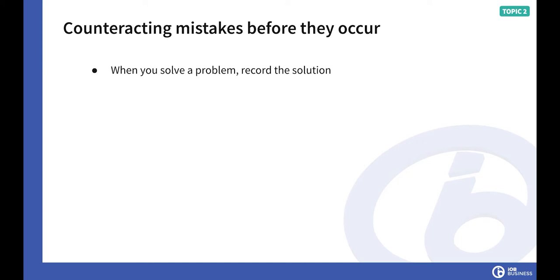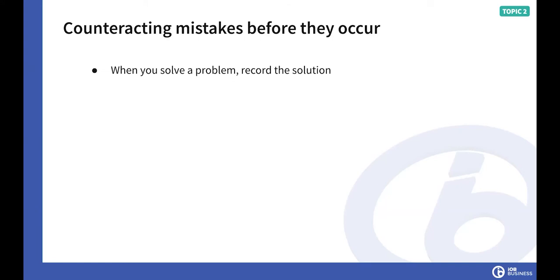rabbit hole. So the first reason that you record the solution is because you can reference back and say, this is how I solved it the last time, and I can do it even faster this time. So instead of taking up 3 hours on your Monday morning, you can solve it in 10 minutes. Job done, happy days.